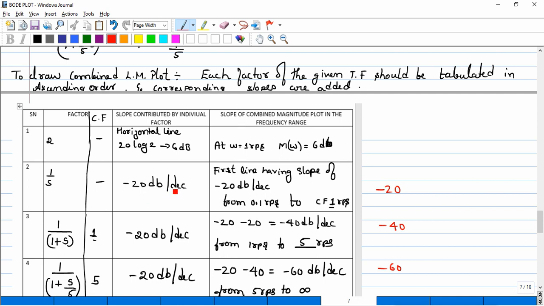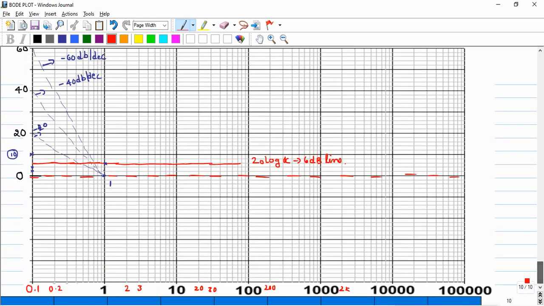And here we need to draw a line with a slope of minus 20 dB per decade from 0.1 RPS to the corner frequency 1 RPS. Okay. The slope is minus 20 dB. So this is the 0.1. See, from 0.1 to 1 RPS with a slope of minus 20 dB per decade. So what will happen? You need to take the measurement.